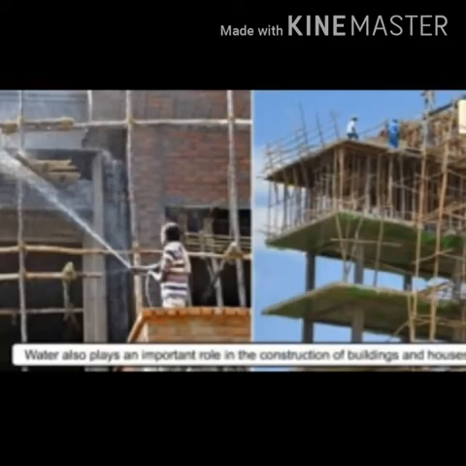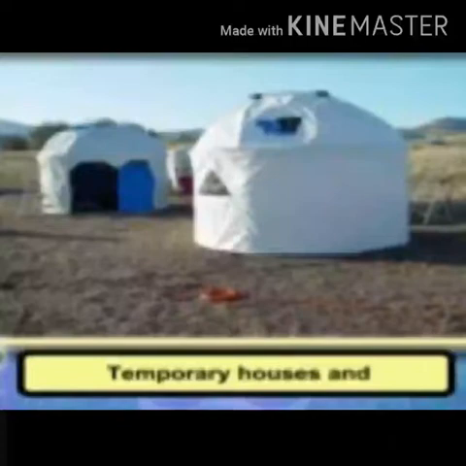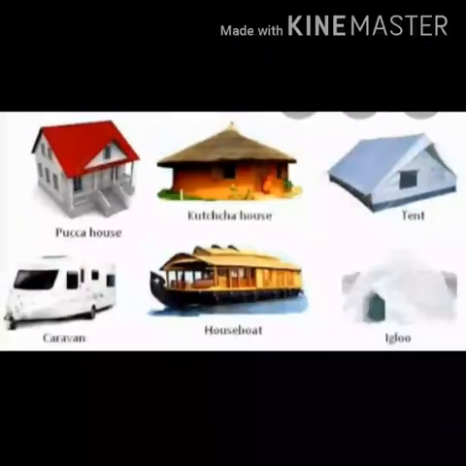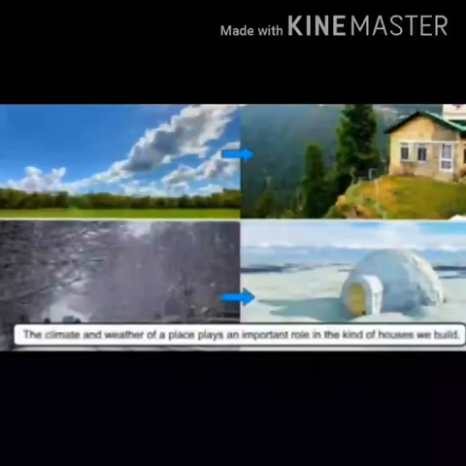For any type of house, we need water. Water plays an important role in the construction of houses. Two types of houses are there, temporary houses and permanent houses. If you take the types of houses, we have Pakka house, Kacha house, tent, houseboat, igloo, caravan. The climate and the weather condition also play an important role in the kinds of houses we build.